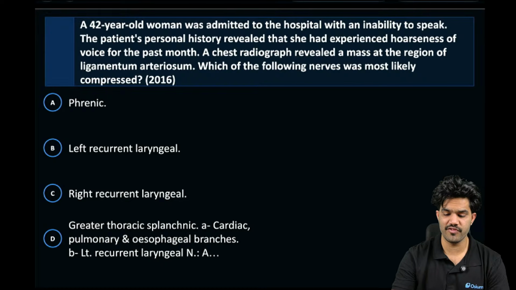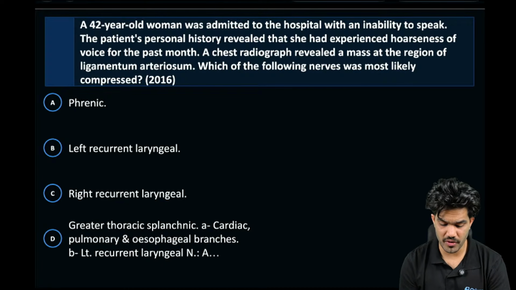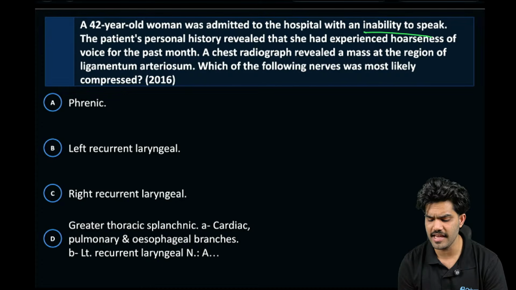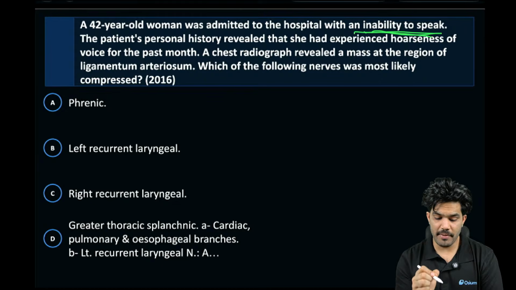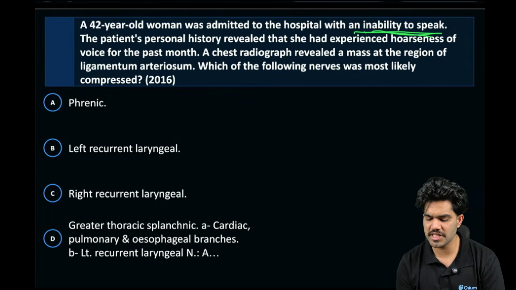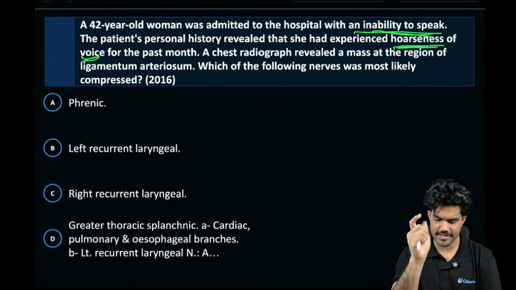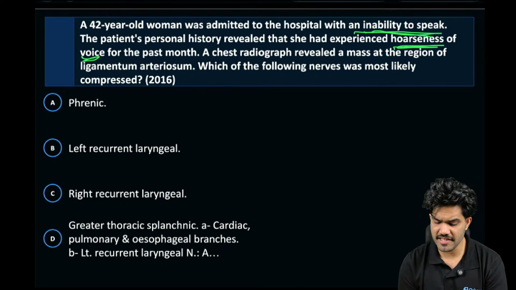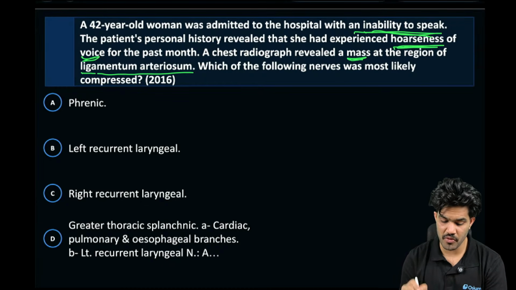Let's see a case type of question, but this is an absolutely easy question, guys. A 42-year-old woman was admitted to the hospital with an inability to speak. See, inability to speak means it is related to the larynx. The patient's personal history revealed she had experienced hoarseness of voice. See, she also has a problem in the voice. That is also a clue there. For the past month, a chest radiograph revealed a mass at the region of the ligamentum arteriosum. See, again a clue. Which of the following nerves was the most likely compressed?